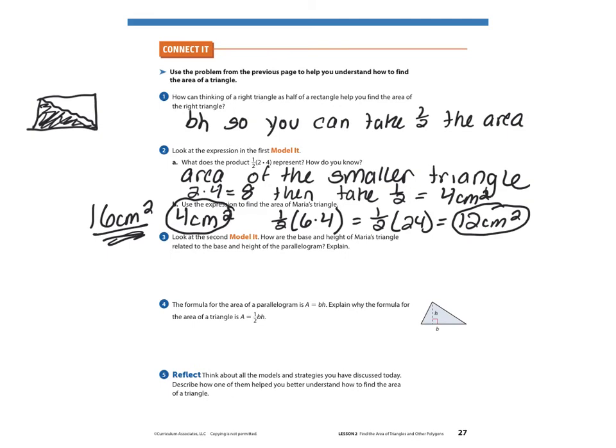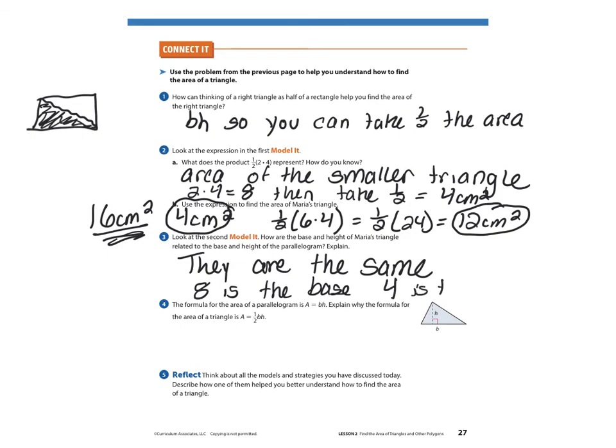Look at the second model it. So if you go back to page 26, the second model it. How are the base and height of Maria's triangle related to the base and height of the parallelogram? So if you look back, they are the same. Okay, 8 is the base for both. So it's the base of the rectangle and the base of the triangle. 4 is the height for both. They're the same.